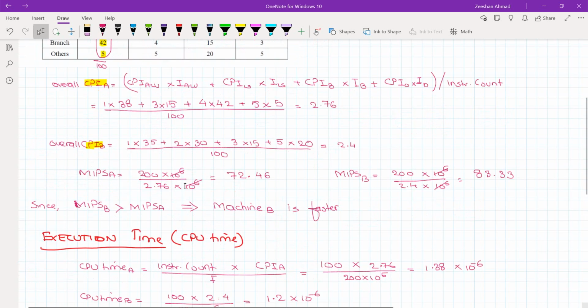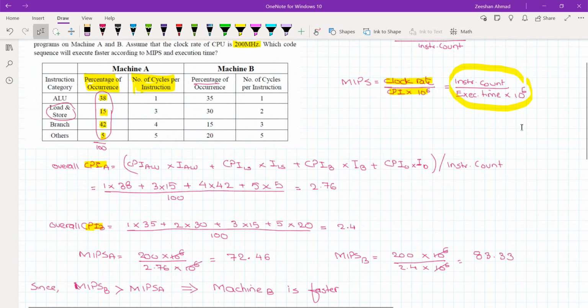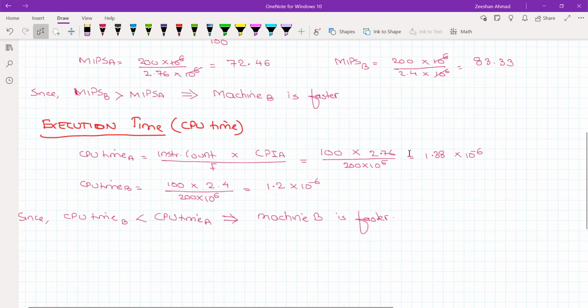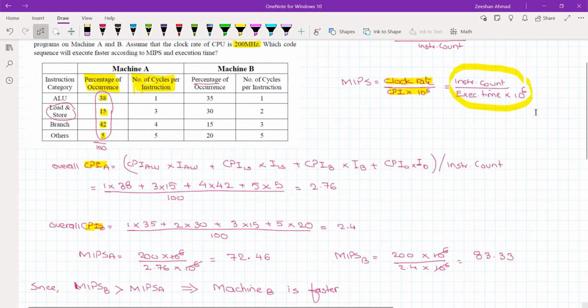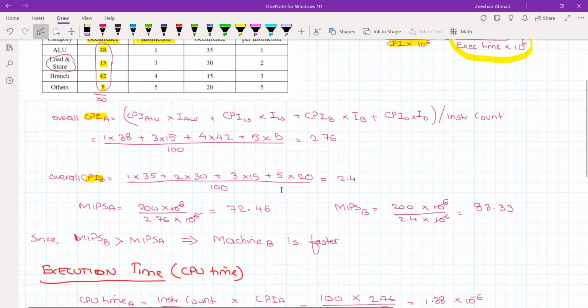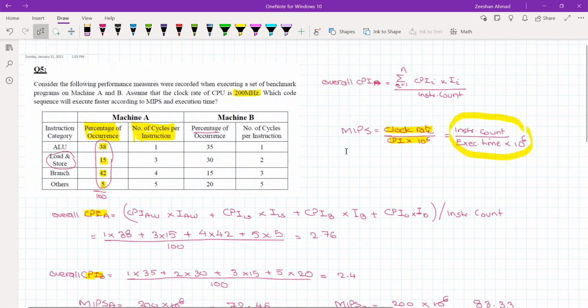Now you can verify this MIPS using this formula also. Instruction count is obviously 100. The execution time we already calculated, into 10 raised to power 6. When you solve it, you should be able to get the same answer which we obtained here. The main point in this whole tutorial is that depending upon the information provided in the question, you can use that information to solve it.